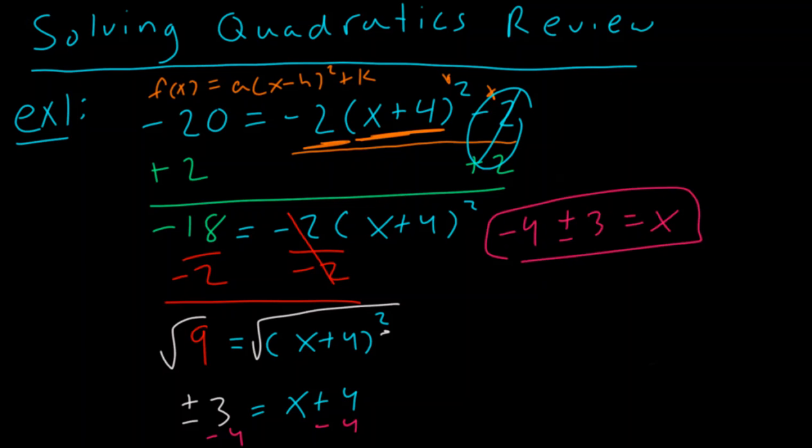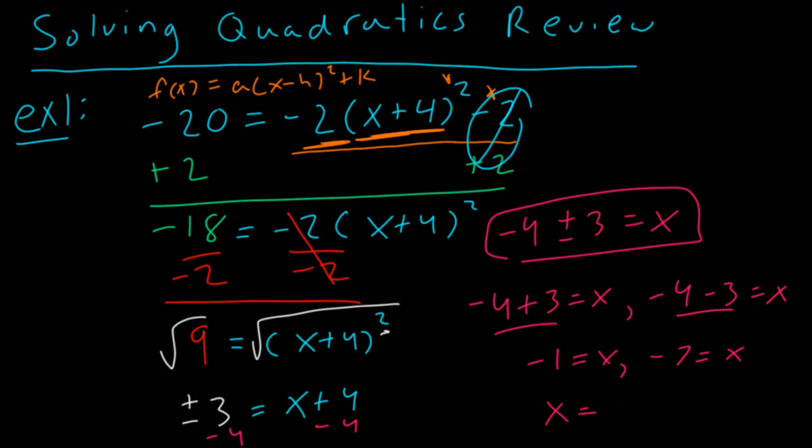And that actually has two separate solutions. It has negative 4 plus 3 is equal to x, comma, it also has negative 4 minus 3 is equal to x. And we'll note that negative 4 plus 3 is negative 1 is equal to x, and negative 4 minus 3 is negative 7 is equal to x, and therefore we have our two solutions. X is equal to negative 7, comma, negative 1.